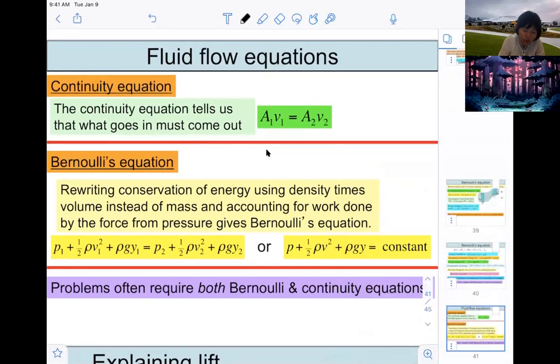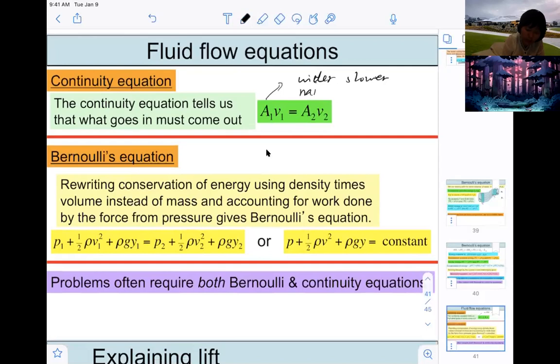It's really telling you if you make something wider, it's going to flow slower, right? The more wide it is, the slower it's going to flow. The more narrow it is, it's going to flow faster. Really, that's it. And Bernoulli's equation is rewriting conservation of energy using the density times volume instead of mass, accounting for the work done.